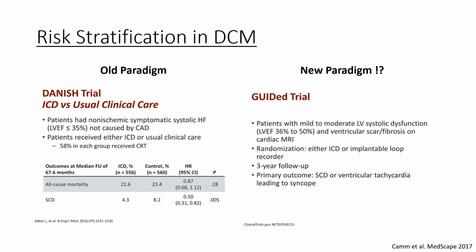This is compared to our new paradigm, which may end up looking not at ejection fraction solely, but rather also at parameters like LGE, which represents scar and fibrosis as an arrhythmogenic substrate. This is being actively looked at in the GUIDED trial and other trials in groups of patients that have ejection fractions of 36 to 50 that would not otherwise qualify for a primary prevention ICD.